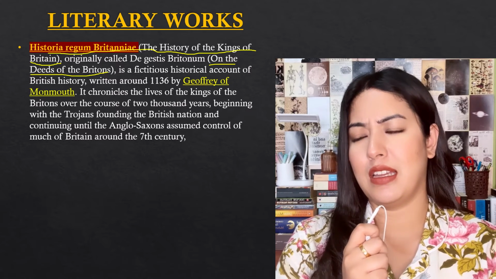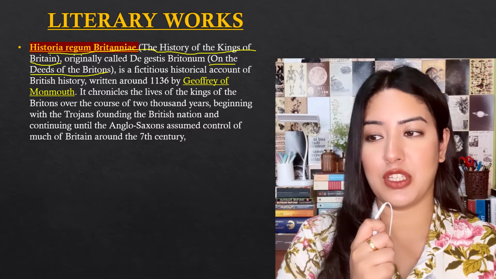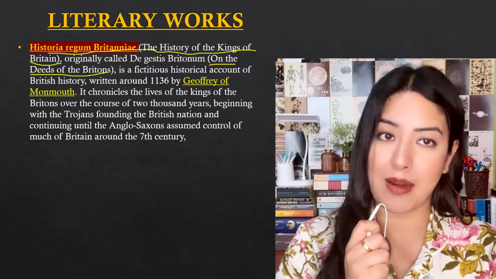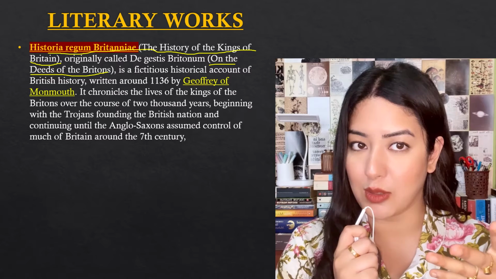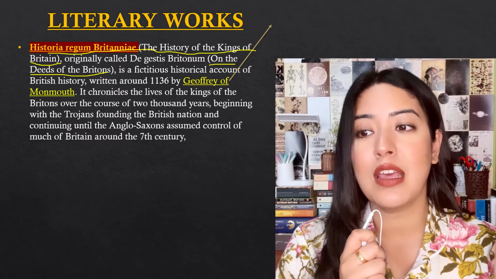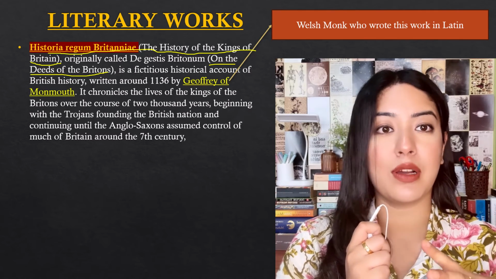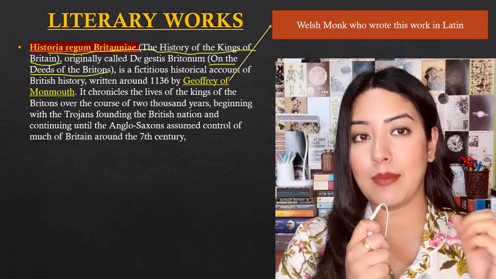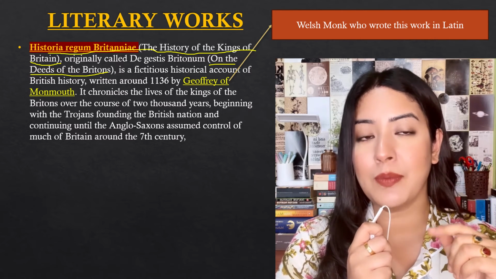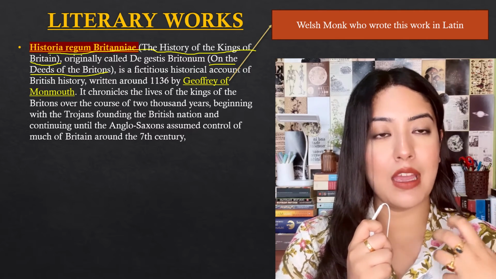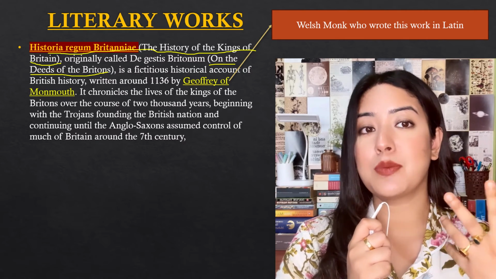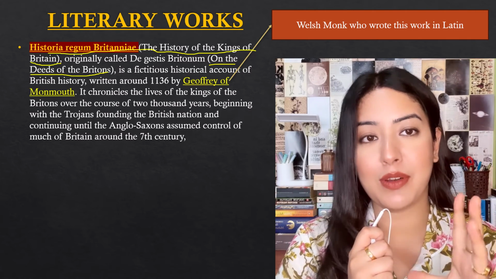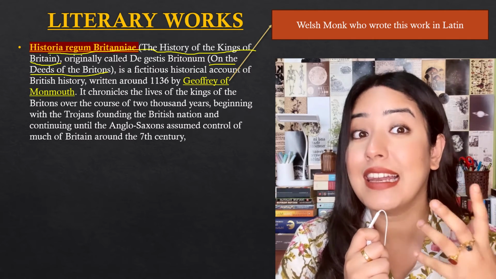So it is a fictitious historical account of British history written around 1136. This we have to remember, by Geoffrey of Monmouth. Okay, so we have to remember who wrote it also. Now, who was Geoffrey of Monmouth? He was a Welsh monk who wrote this work in Latin. So remember, I told you in the second slide that England became a trilingual country. So first, English was spoken by the commoners, French was being spoken by the aristocracy, and the clergy, the people of the church, was speaking in Latin.